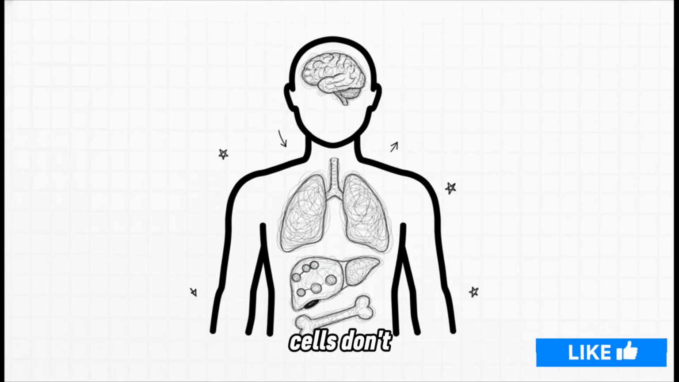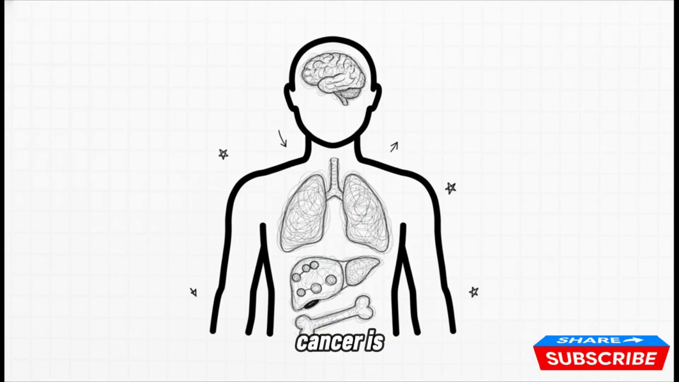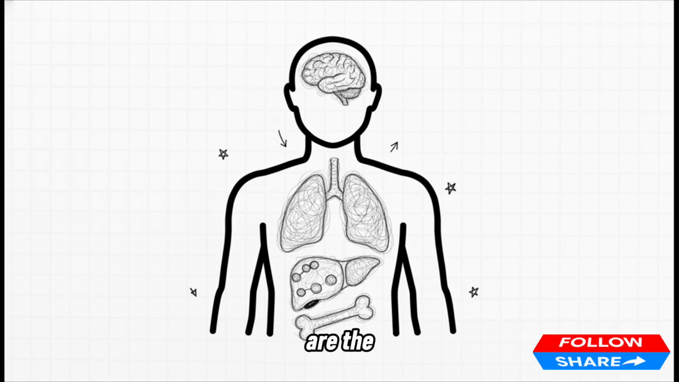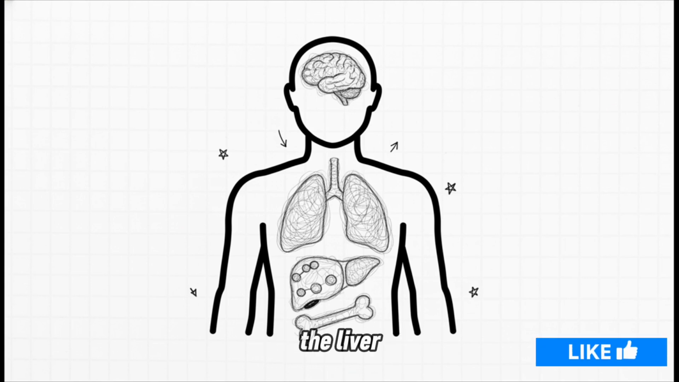And here's an interesting fact. These traveling cells don't just randomly land anywhere. Cancer is actually surprisingly predictable. Depending on where the cancer started, it has favorite destinations it likes to spread to. The most common locations are the lymph nodes, the bones, the brain, the liver, and the lungs.